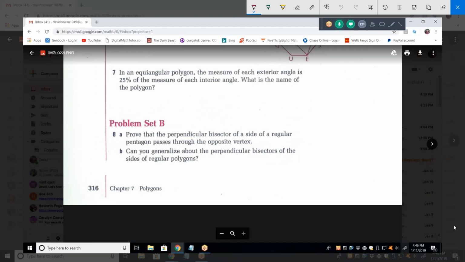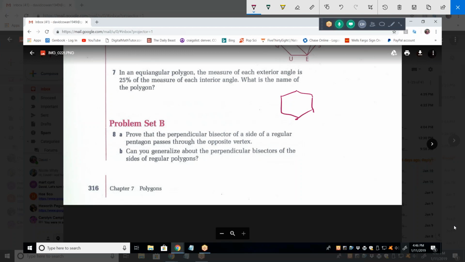In an equilateral or equal angular polygon, the measure of each exterior angle is 25% of the measure of each interior angle. What is the name of the polygon? Let's draw us a hexagon, only because that's the easiest thing to draw in terms of regularity. For me, it is a regular hexagon.